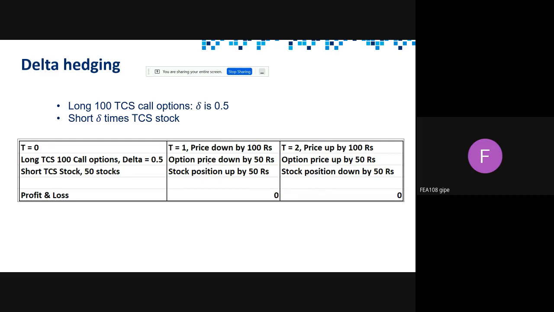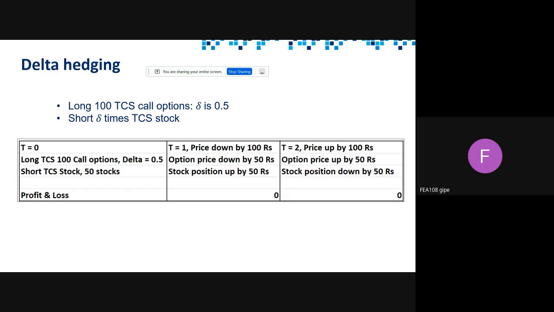So now the option price is down by 50 rupees. Correct? Because your call option payoff is this way. This is the strike price, and the price has reduced, so you're still out of the money, and the delta will react. Because the delta is 0.5, the call option value will be down by approximately 50 rupees. So given this, your net P&L will be zero. Everybody with me? Yes, sir.